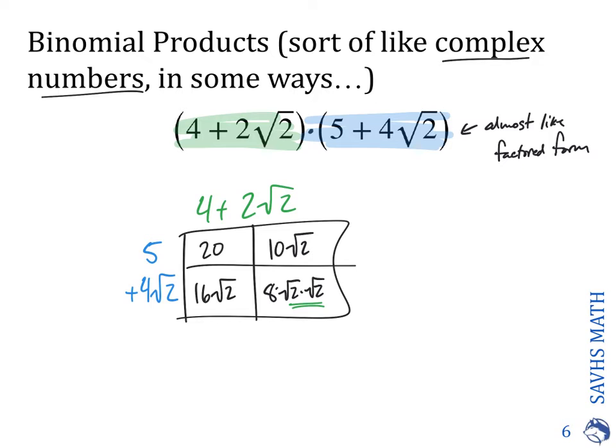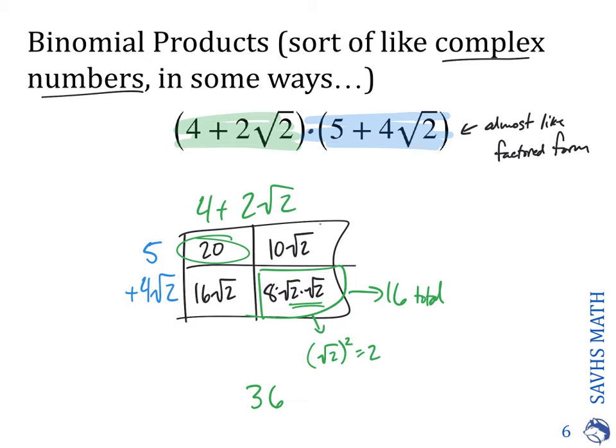Let's just look at this part first. So square root of 2 times square root of 2 is square root of 2 squared, which is 2. So now we have 8 times 2 in this box. So this box is actually 16. Okay, so now what are the like terms with 16? Well, it's just this one. So we have 20 plus 16. So we have 36.